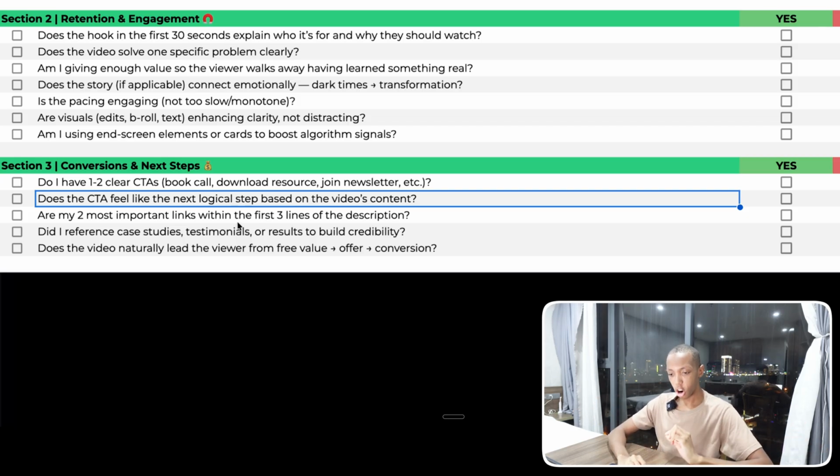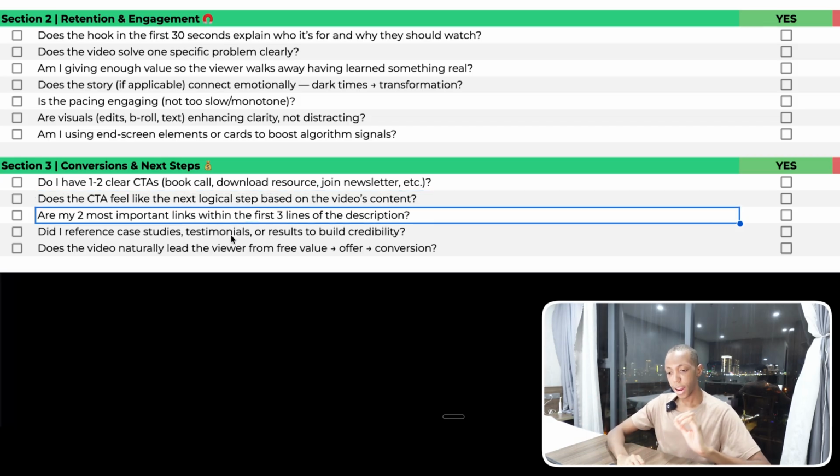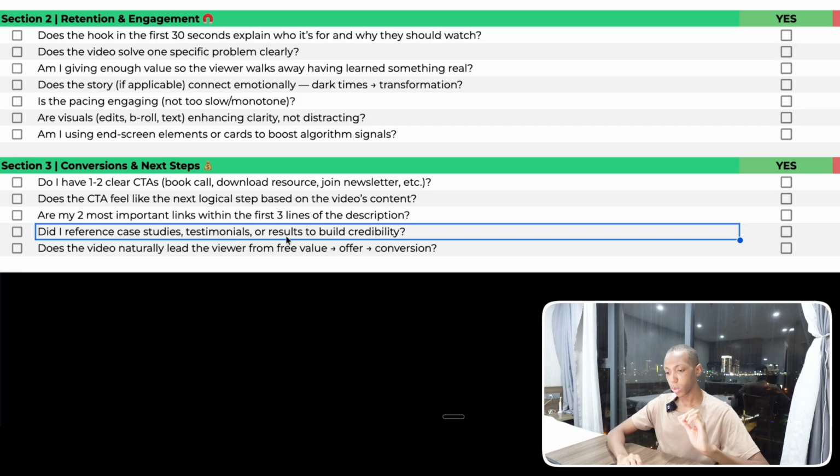Now, the third thing, are my 2 most important links within the first 3 lines of the description? If they are not, then the viewer's gonna have a hard time finding it, and it's actually gonna add friction. You don't want to add friction to the viewer going into your offer, but you always want to make it as frictionless as possible. Fourth thing, did I add references, case studies, testimonials, or results to build credibility?